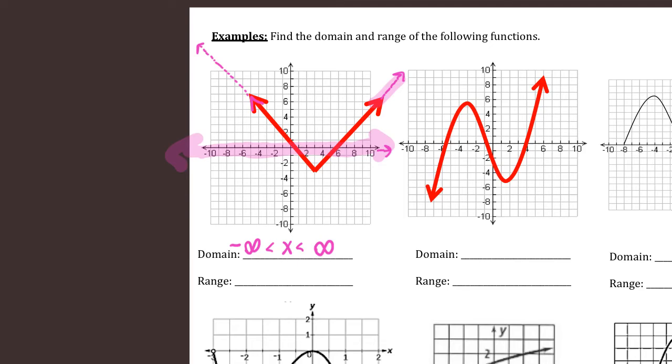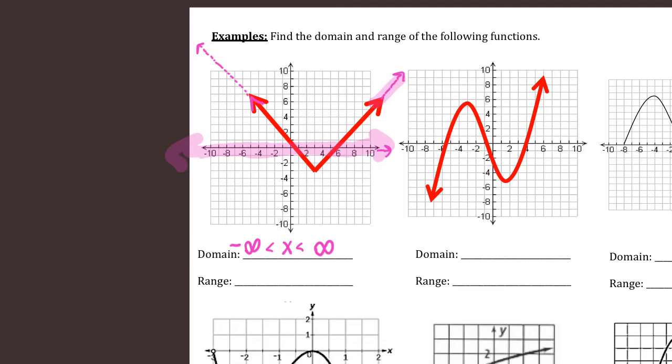So this graph has no end in terms of its x values. It includes everything from negative infinity to positive infinity. When we write negative infinity and positive infinity in an inequality, we do not use a line underneath because you can't include infinity or negative infinity.